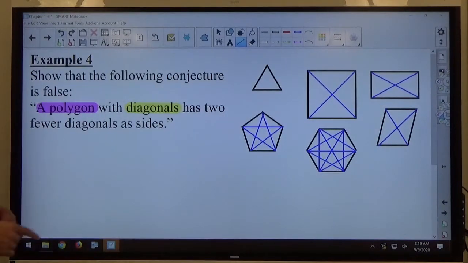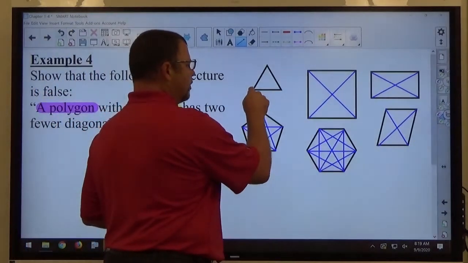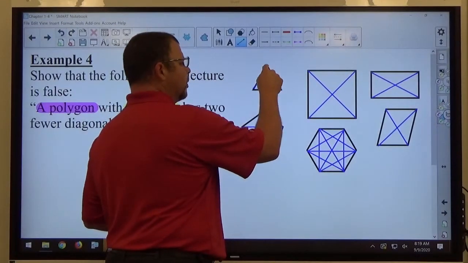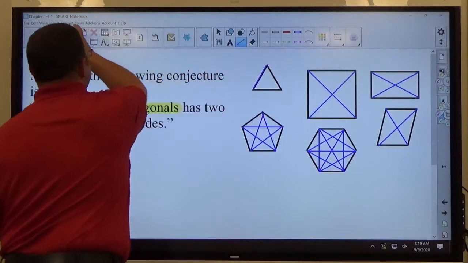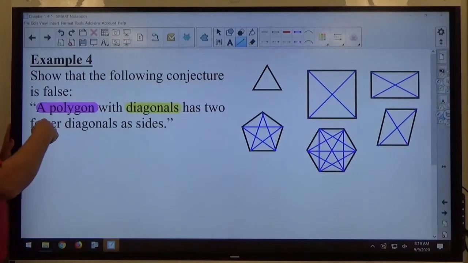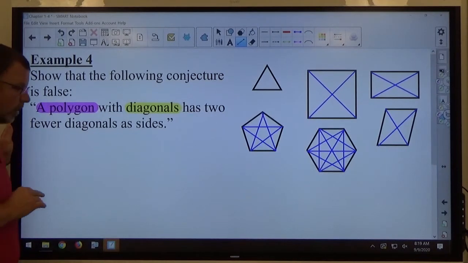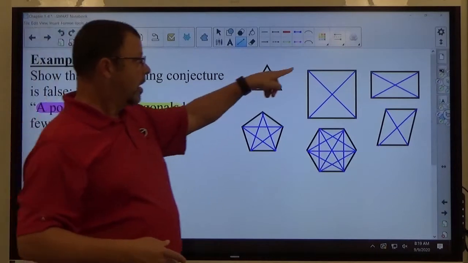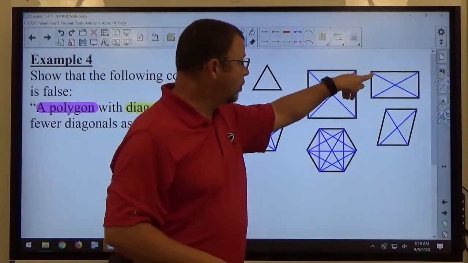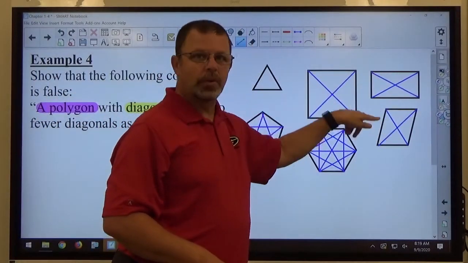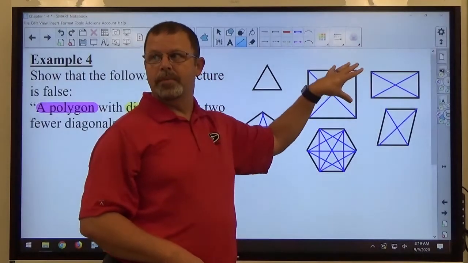If you look at the triangle, if I go from the vertex to an opposite vertex, it doesn't go through. So triangles don't have diagonals. So that's why it says a polygon with diagonals. Not all polygons have diagonals. All right. And it says it has 2 fewer diagonals as sides. So if we take a look at some that are true, a quadrilateral, 4 sides, 2 diagonals, 4 sides, 2 diagonals, 4 sides, 2 diagonals. These are all true, right?